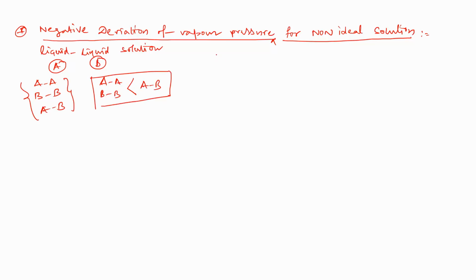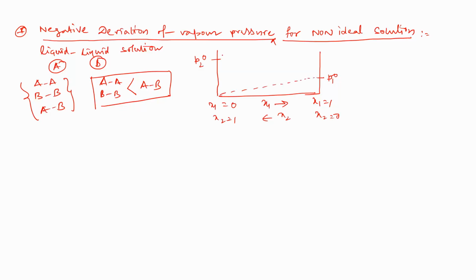We know that for the ideal solution, following Raoult's law, they follow this curve. There is no negative deviation and no positive deviation. All the attractive forces are equal. But when the solute-solute and solvent-solvent attractive force is weaker than the solute-solvent attractive force, that means the vapor pressure of the solution.